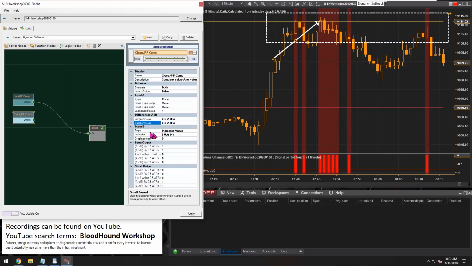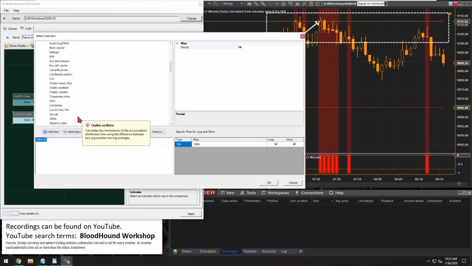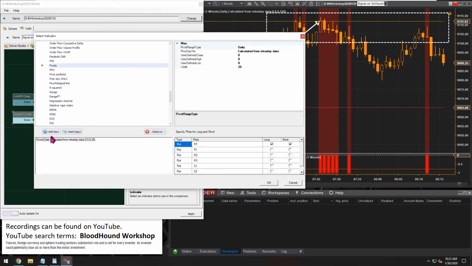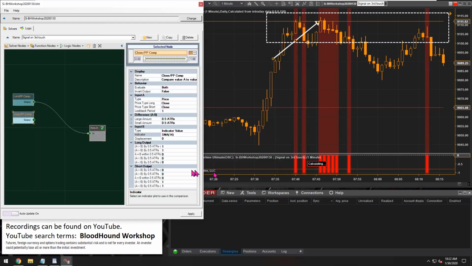There we go. And then input B. Switch that over to the PP or the pivots indicator. And where is it? There we go. The pivots indicator. And all right, the PP plot is already selected for us. And let's adjust our outputs again.